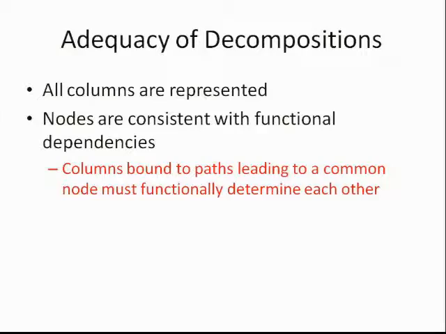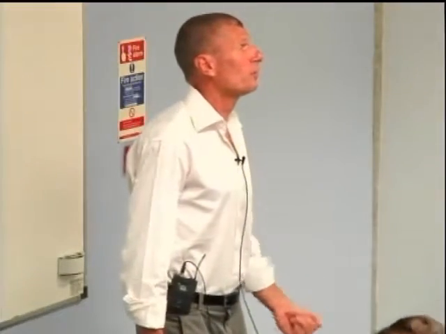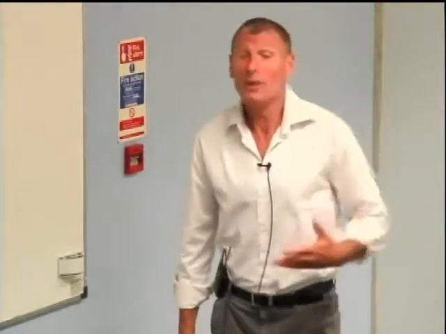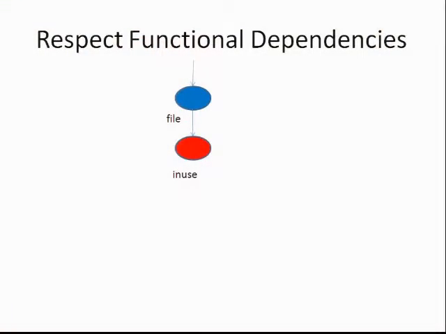The idea is we want to make sure that all columns are represented, and the nodes are consistent with functional dependencies. In particular, when you have columns which are bound to different paths in the DAG, they must functionally determine each other. This is something that we can check at compile time, and it's actually checked in linear time. We can check in linear time that the decomposition is valid. So for example, this is something which is not valid. Why is it not valid? For the Linux file system, this is not valid.